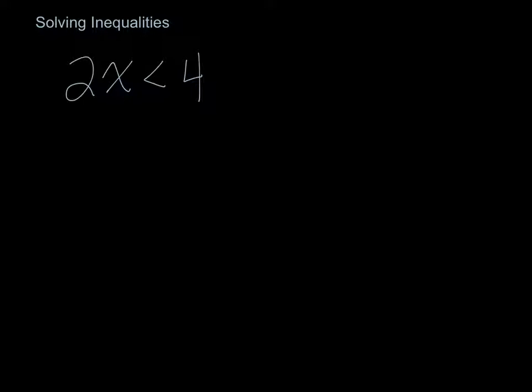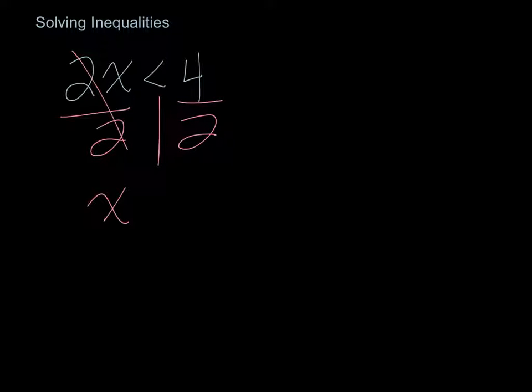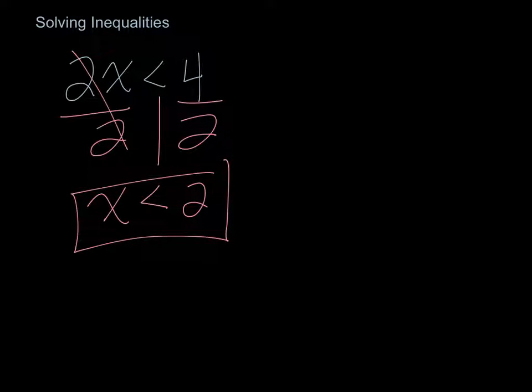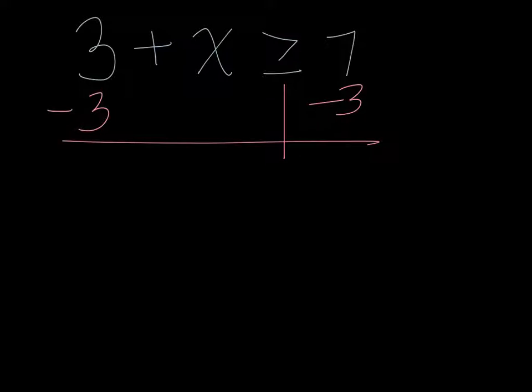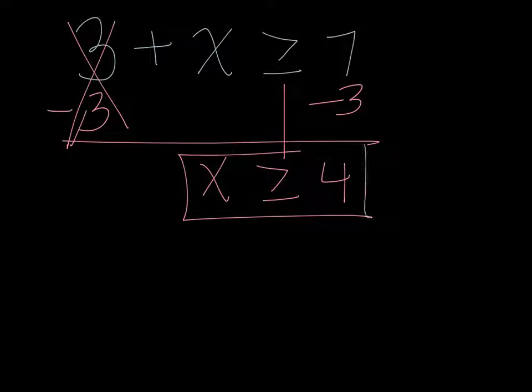So when we solve inequalities, it's just like solving an equation. We still have two sides and we want to get x by itself. So if we have 2 times x is less than 4, we can divide both sides by 2. Those 2's cancel. So x is less than 2. So this would be our final inequality. So if we look at another one-step inequality, we have 3 plus x is greater than or equal to 7. So in this case, we would subtract 3 on both sides because that 3 is positive. And those cancel over here. Bring down the x. So x is greater than or equal to 4. And that would be our final inequality.